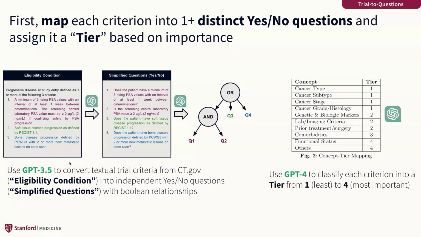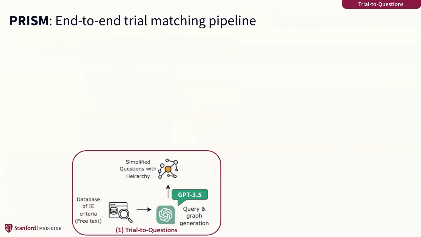And then finally, they're going to assign an importance weighting, a tier, to each type of question. And I think they just use domain experts to come up with these criteria. And I think they use GPT-4 to classify each criterion under these tiers. Okay, great. So that's the first step. We're just mapping eligibility criteria to yes or no questions.